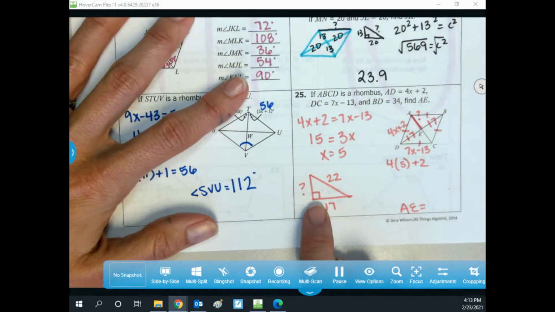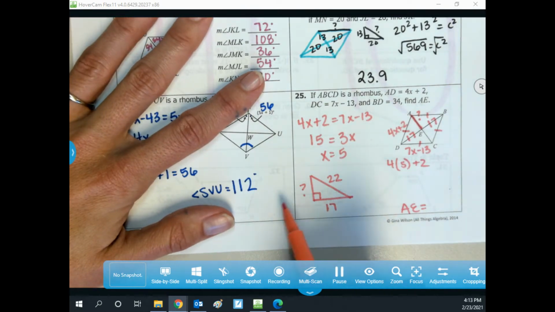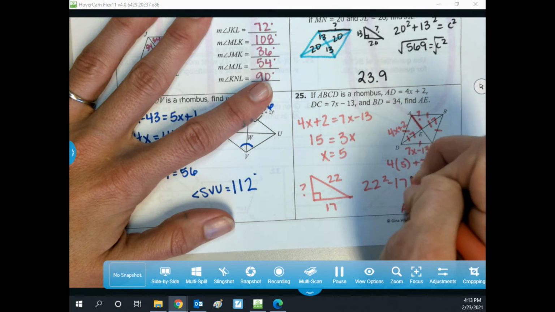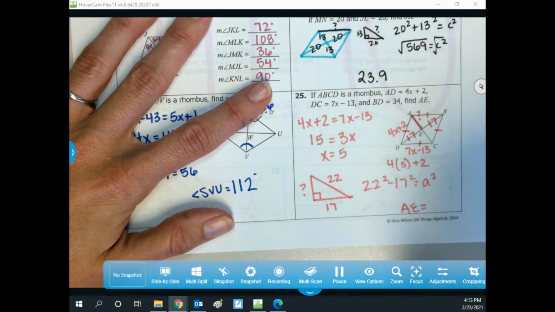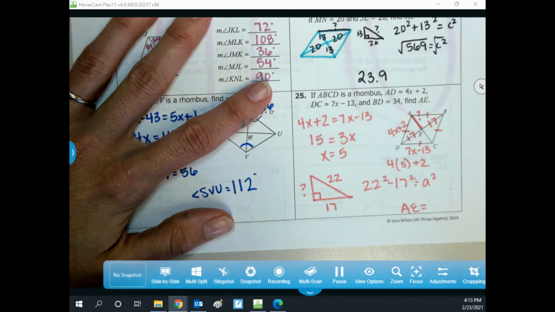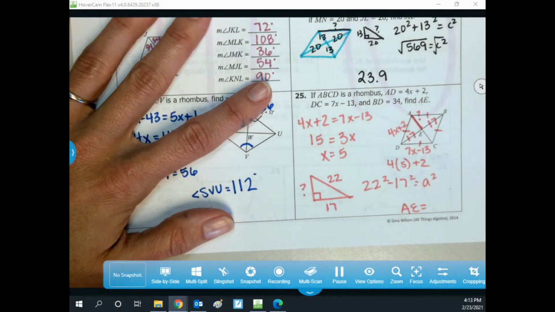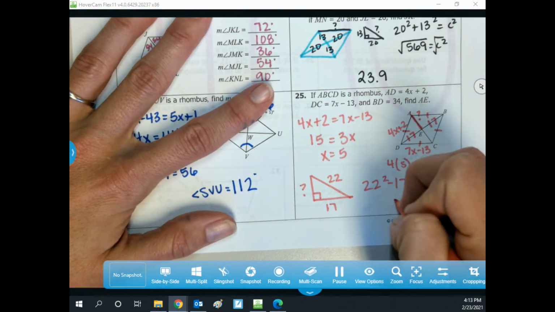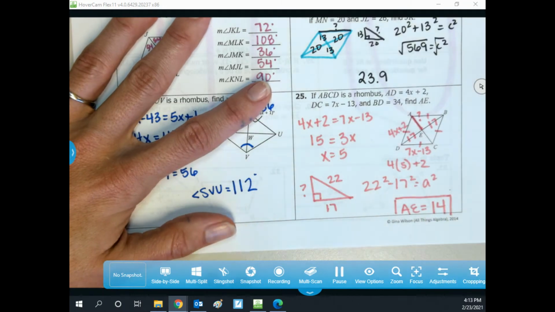Now, to figure out what AE is, I use my Pythagorean theorem. I'm looking for a short side, so I subtract. 22 squared minus 17 squared equals a squared. 22 squared minus 17 squared equals 195. And the square root of 195 is 13.96, so 14. So AE is equal to 14.